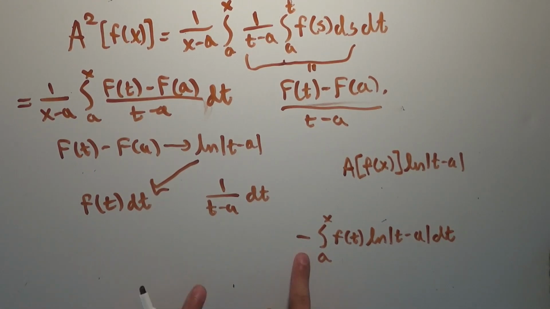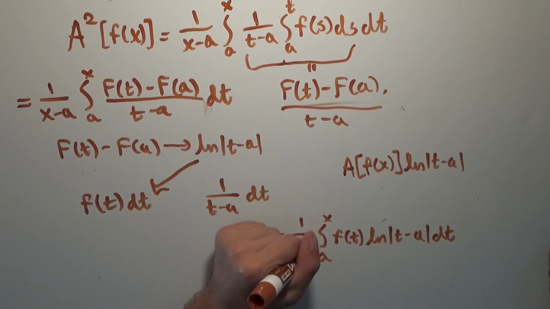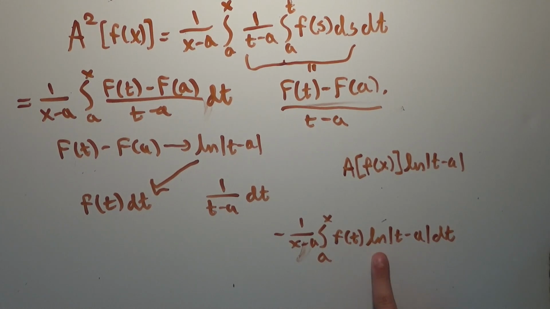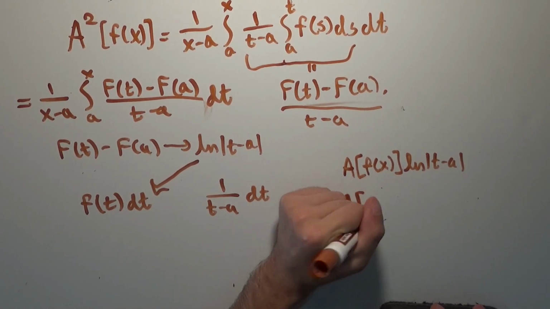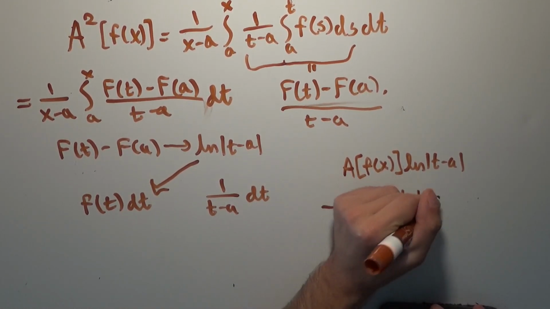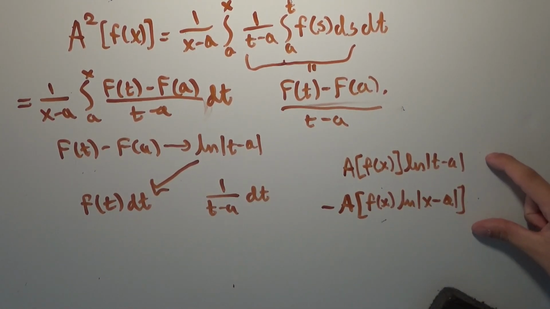And notice, oh, sorry, I forgot to multiply the x minus a in here as well, because we have 1 over x minus a there. That makes this the average of f times the logarithm of this function right here, which is also this function here. So we can rewrite this as an average, right? Because it's an integral from a to x of some function of t divided by the length of the interval. So that's the average operator on this function here. So we're going to have minus the average of f of x times the logarithm of the absolute value of x minus a. And that is what the second average of a function f of x is equal to.